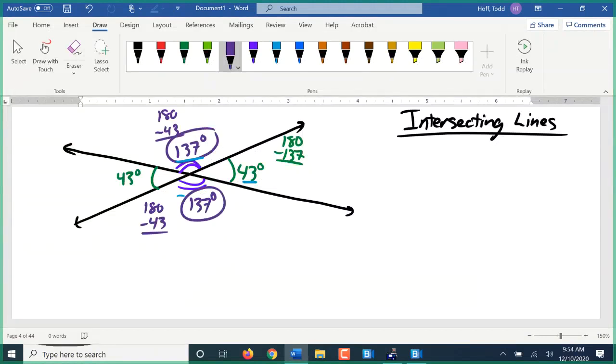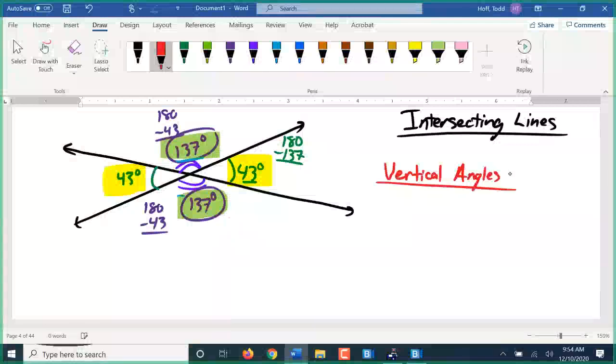When two lines intersect, they actually form four angles, but those angles come in pairs. Those two angles are the same, and those two angles are the same. Those angles that are the same are called vertical angles. And they are on opposite sides of intersecting lines, and they have to be equal. So every time two lines intersect, they form two pairs of those vertical angles.